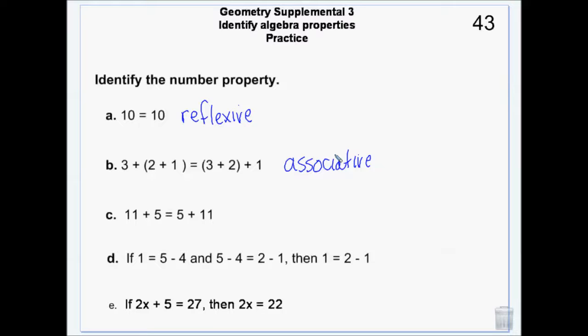Do you want me to write that so you could see what I mean? Yeah. If it was 3 plus 2 plus 1 is equal to 2 plus 1 plus 3, it looks like parentheses moved, but really the order changed. That would be commutative. Here we have a switch of order, so that's commutative.